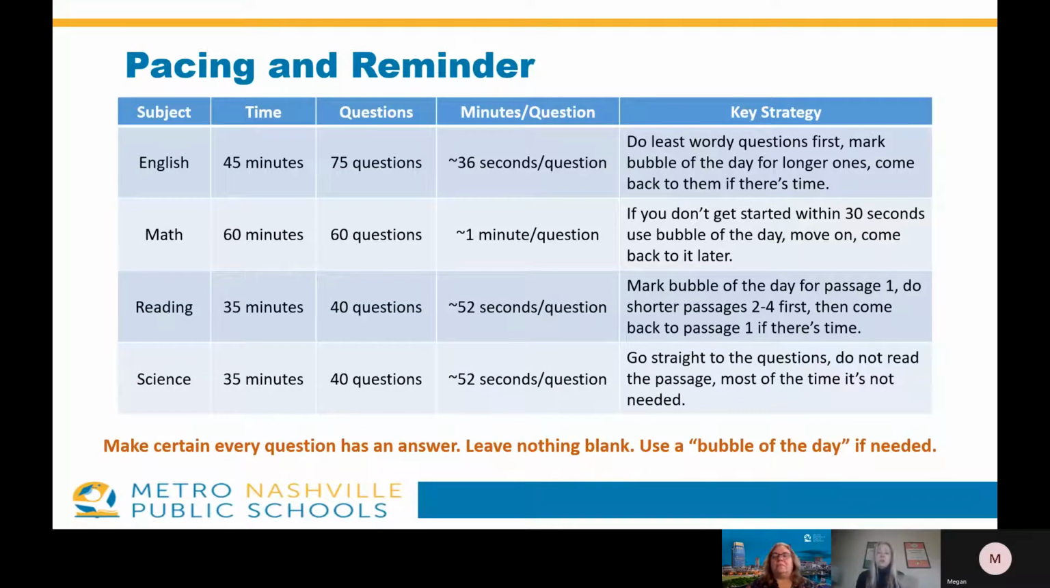So to reiterate, on the English section, focus and remember, less is best. If the least wordy answer makes sense, that's the answer I'm going to go with. If I look at the question and the first option isn't no change, I'm going to bubble in my bubble of the day, and I'm going to keep going, because those long questions are just trying to pull you in and make you use your time.